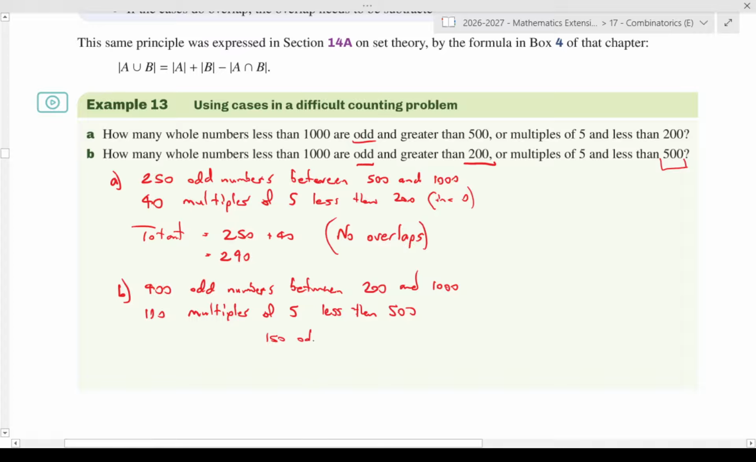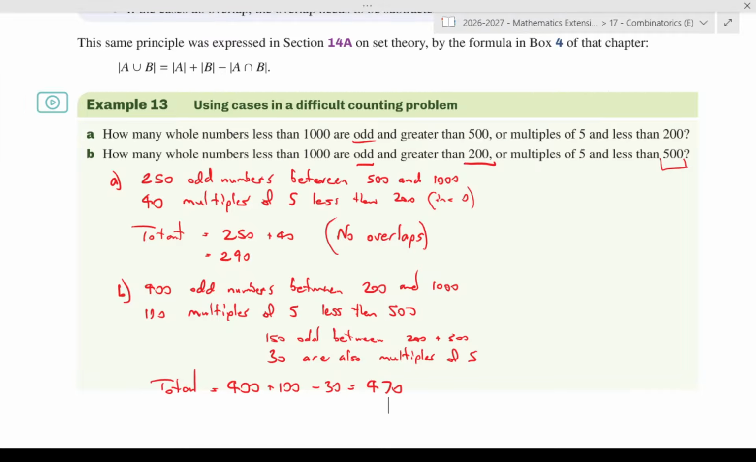150 odd numbers between 200 and 500, of which 30 are also multiples of 5. So in this particular case, our total is going to be 400 plus 100, but we've got to subtract that 30 because they're doubled up. So that gives us a grand total of 470. And done.